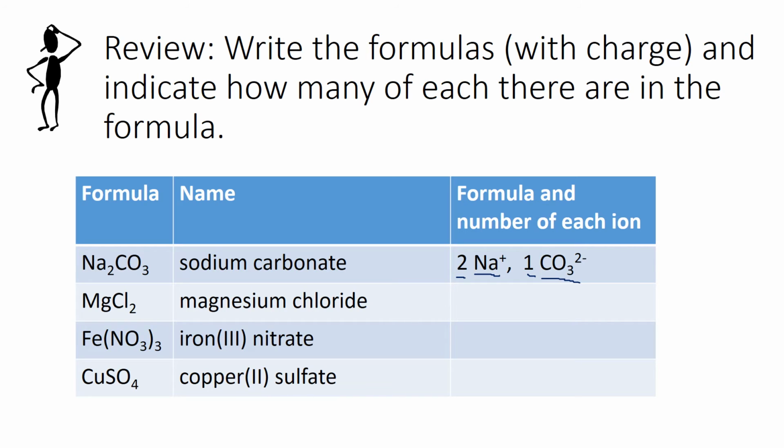This is what you should have obtained. In magnesium chloride, there is 1 magnesium ion and 2 chloride ions. In iron 3 nitrate, there's 1 iron 3 ion and 3 nitrate ions. And in copper 2 sulfate, there's just 1 ion of each. So just remember that sometimes it's hard to identify that the 2 is not part of a formula of an ion.